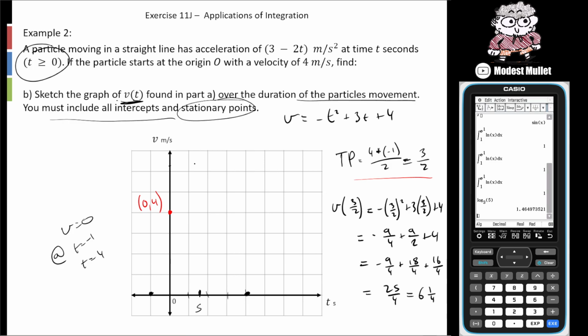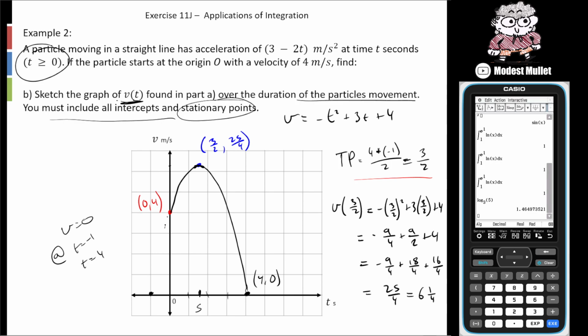So about there. So there's our turning point there. Let's put that one in blue. Okay, so that is 3 on 2, 25 on 4. And we should be able to sketch our graph. So put the turning point in, come down. That is 4, 0. And come back in. And we already have that point labeled.